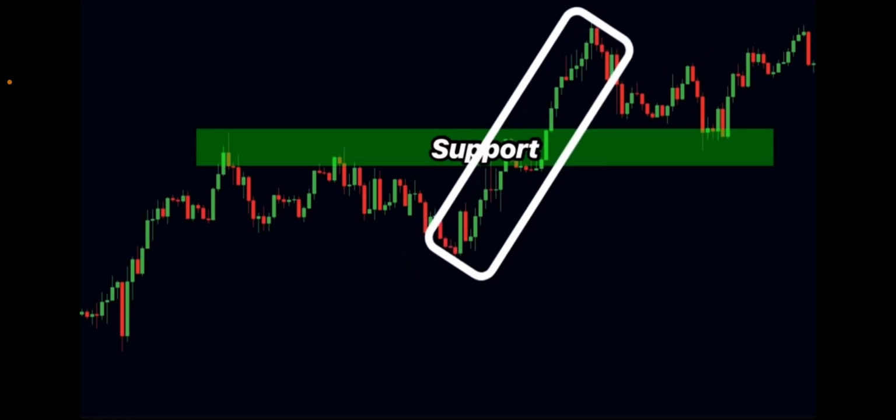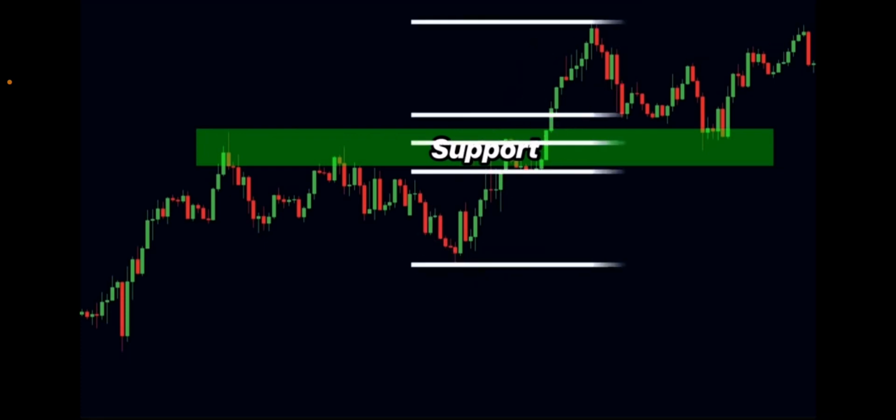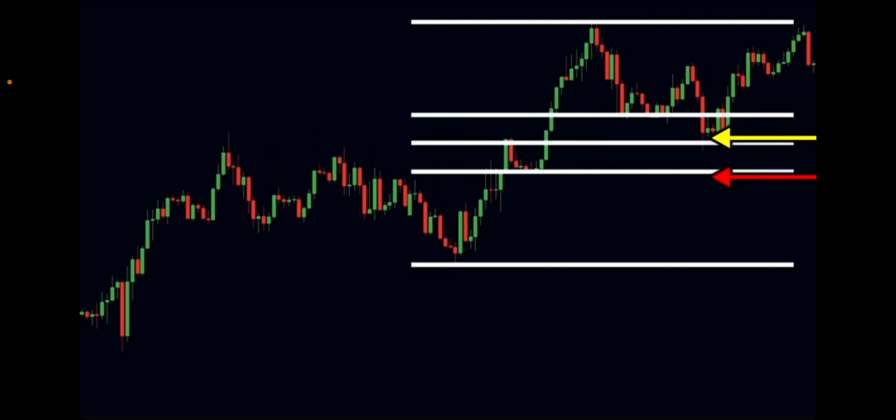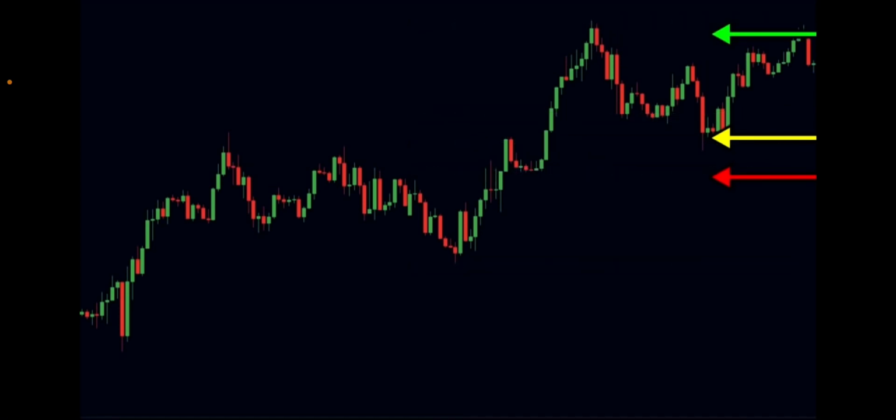Now, if we look at this up move, we can plot the retracement by connecting the swing low and swing high of this move. Here, we can see that the 50% level coincides with the support level. This is an excellent confluence of the retracement levels and support. Therefore, we can place a buy trade when the price touches the 50 retracement level. We can keep our stop loss below the 61.8 level, and we can place our targets near the most recent swing highs. And as you can see, the price gave us a good up move after our entry.